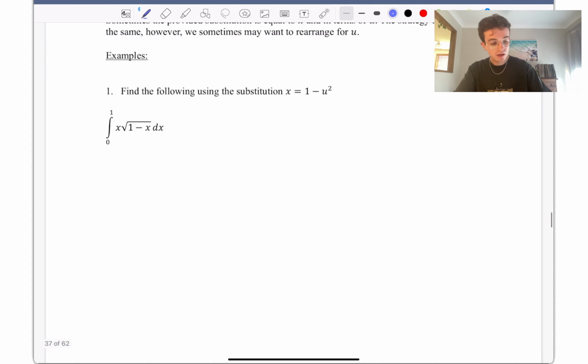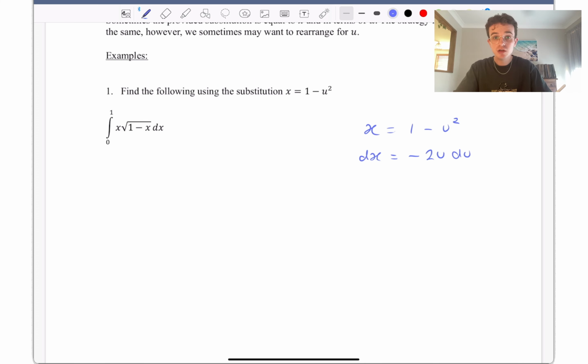So let's have a look. It's almost the same process, very similar. So we're looking at the integral from 0 to 1 of x root 1 minus x. But this time we're using the substitution x is 1 minus u squared. Differentiate that, we get dx is minus 2u du.